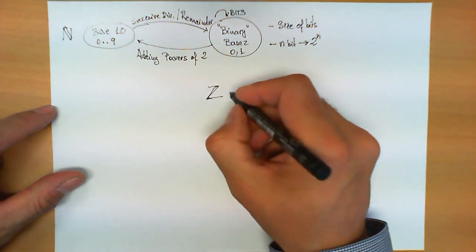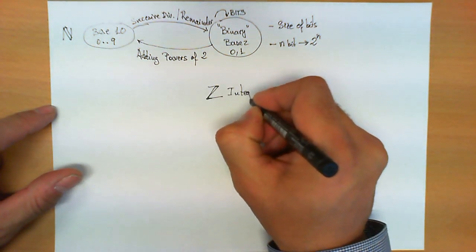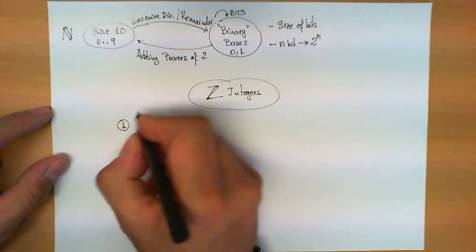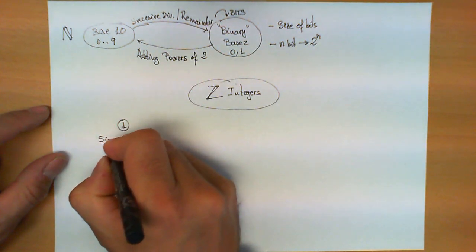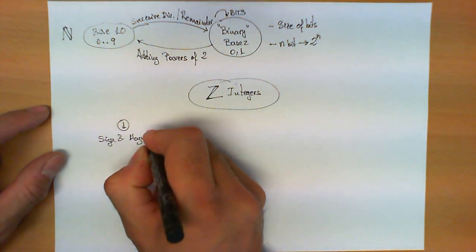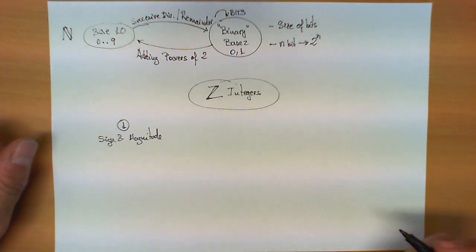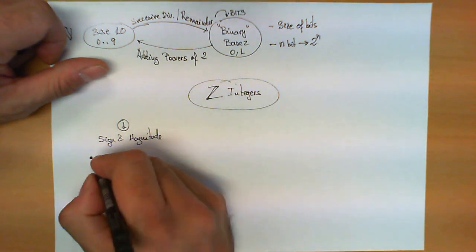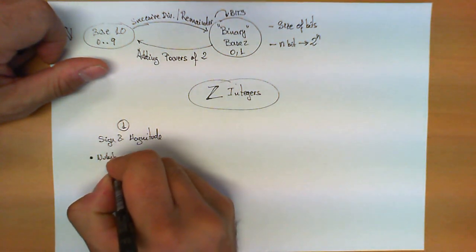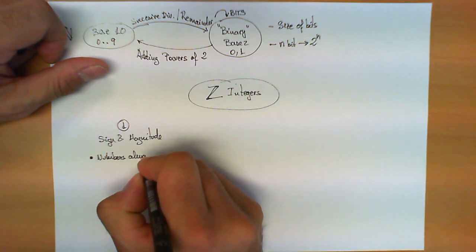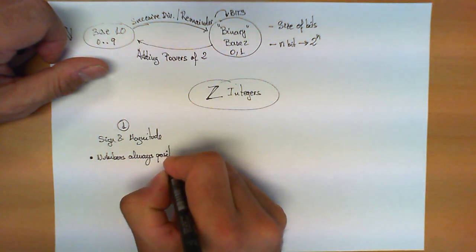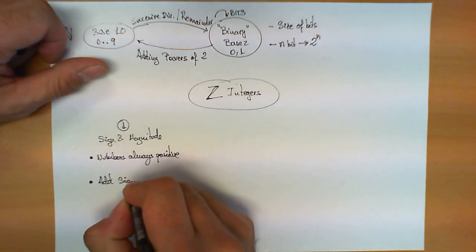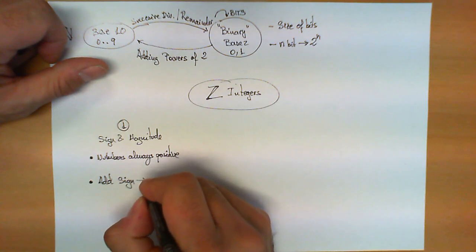Now, for integers, things get a little bit more complicated. We explored three formats. Format number one is what we call sign and magnitude. The rules for this representation are the following. We're going to represent numbers always positive, and then we add one bit to represent the sign.